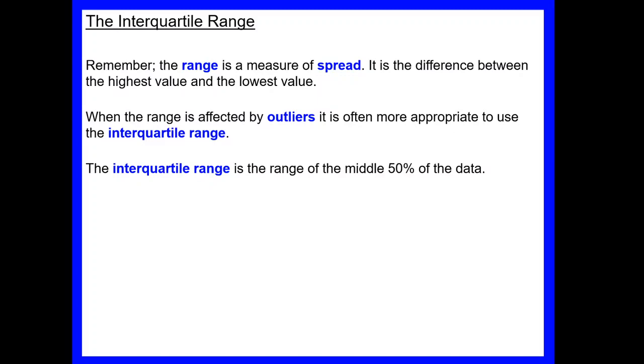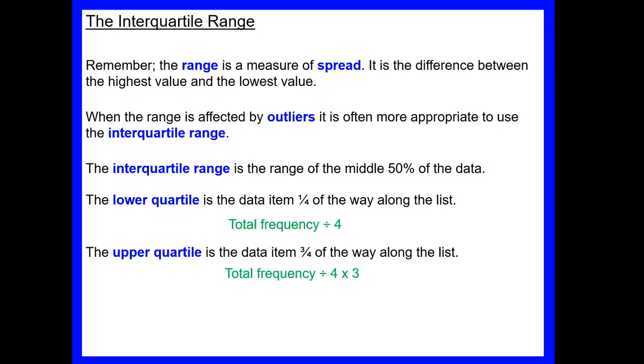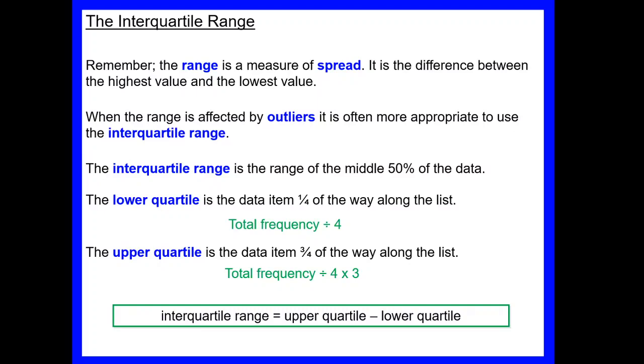To be able to find that, we need to find the lower quartile. The lower quartile is a quarter of a way along the list, so it's the total frequency divided by 4. And we need the upper quartile. The upper quartile is 3/4 along the list, so the total frequency divided by 4 and multiplied by 3. The interquartile range then is the upper quartile minus the lower quartile, so that will give us that middle 50%. You may want to pause the video now just to read through that again and make a note of that formula.